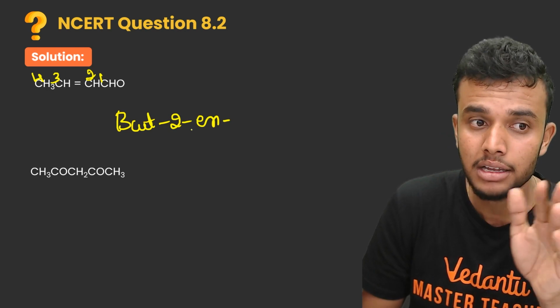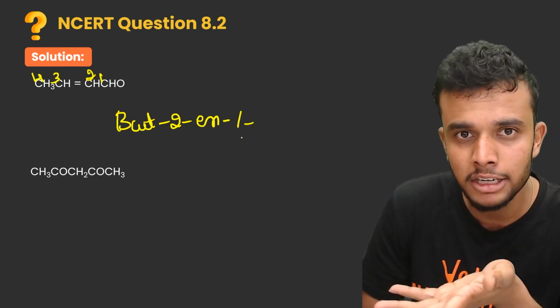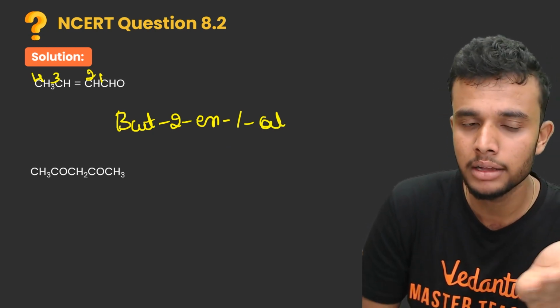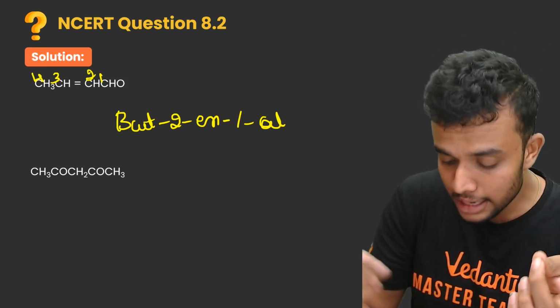but-2-ene. And at first position, the functional group is present, the aldehyde functional group. That's why the suffix becomes -al. But-2-en-1-al. Okay. The final name becomes finally but-2-en-1-al. Let's move on to the next compound.